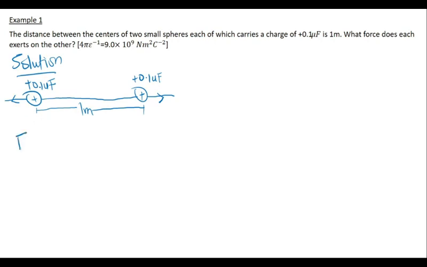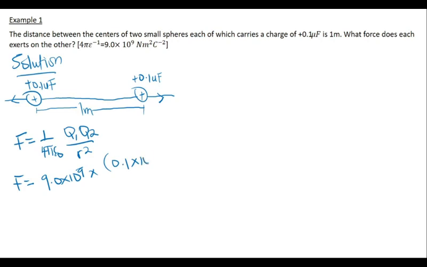Now, the force according to Coulomb is 1 over 4 pi e naught, or the constant, then we multiply q1 and q2, that are the charges, and then divide by the square of the distance between them. So the force is equal to 1 over 4 pi e naught, given to us as 9.0 times 10 raised to the power 9. Then multiply by the first charge, which is what?